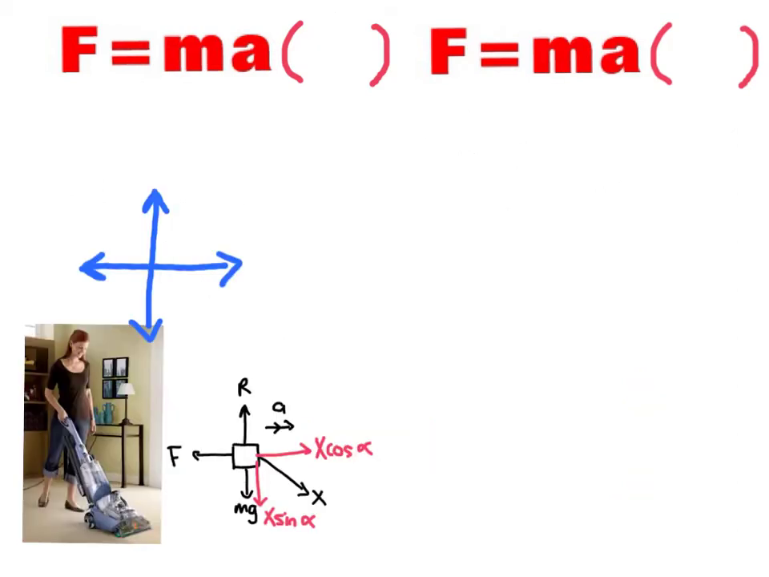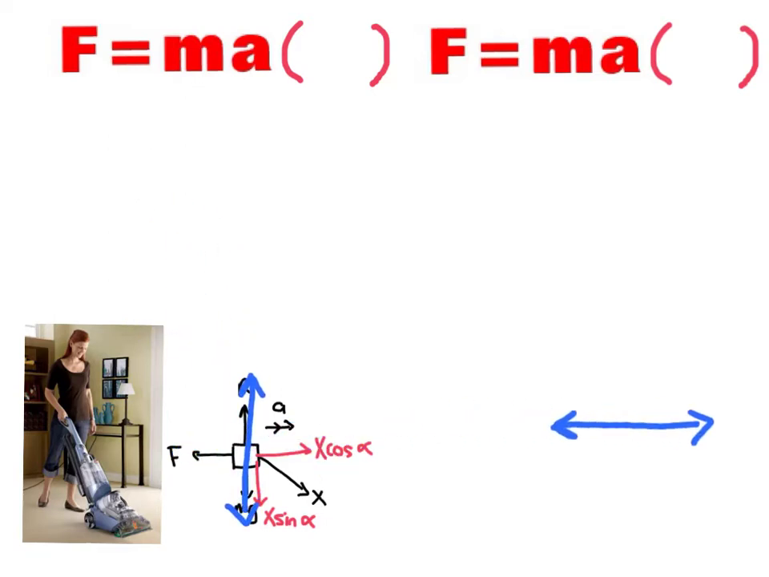The hoover now, we've got left, right, up, down again. I'm going to start with the up, down because there's no acceleration in that direction. So F equals ma, ma is 0, so F is 0. So all of the forces up and down balance. They total 0, nothing's happening up and down in terms of acceleration. I'm going to take up to be positive and down to be negative. Let's have a look what's going on.